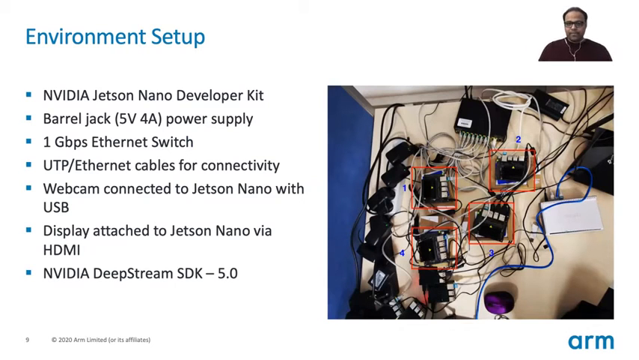one barrel jack 5 volt 4 amperes power supply, 1 Gbps Ethernet switch, UTP and Ethernet cables for connectivity to these Nanos. The webcam that I talked about is connected to the Nanos with USB. Then there is a display that's attached to Jetson Nano via HDMI, so we can see when it detects any objects and what's happening in the video frames. And we are using the DeepStream SDK 5.0 version.